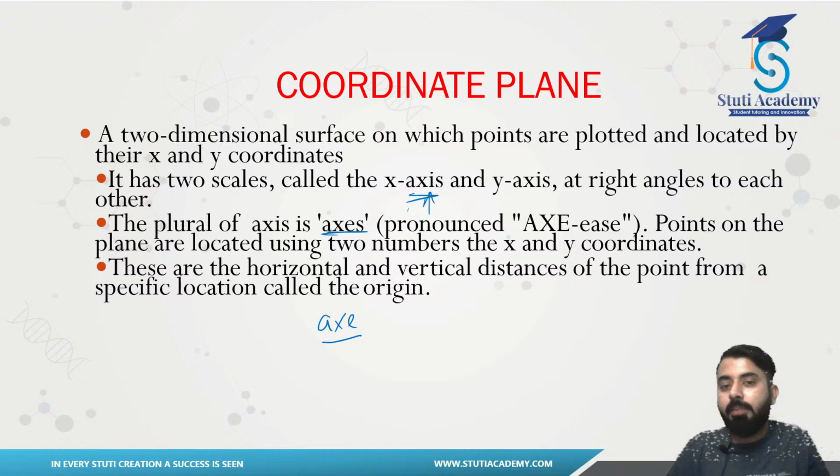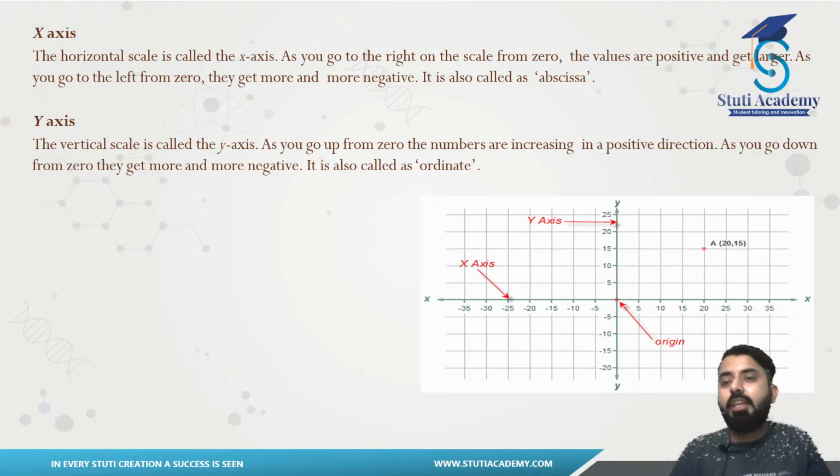Just remember, a coordinate plane will be having two axes, your vertical and horizontal. The horizontal axis will be your x-axis and the vertical axis will be your y-axis. Now I'm going to define your x-axis and y-axis here. So x-axis is what? Again, I told you the horizontal scale is called your x-axis.